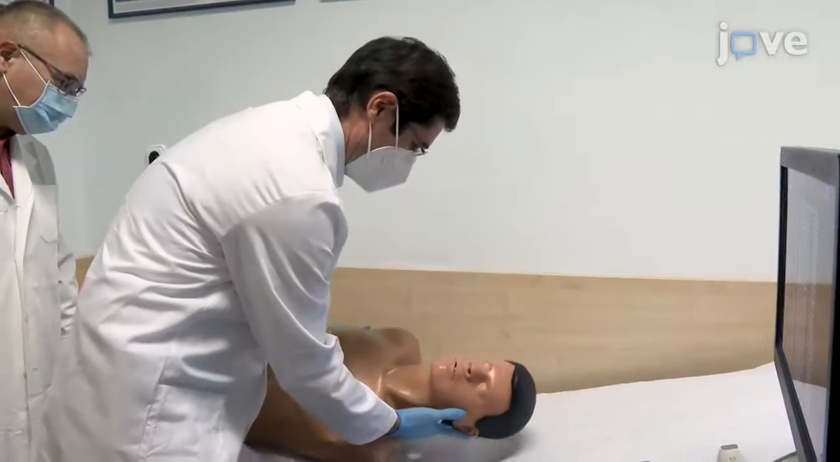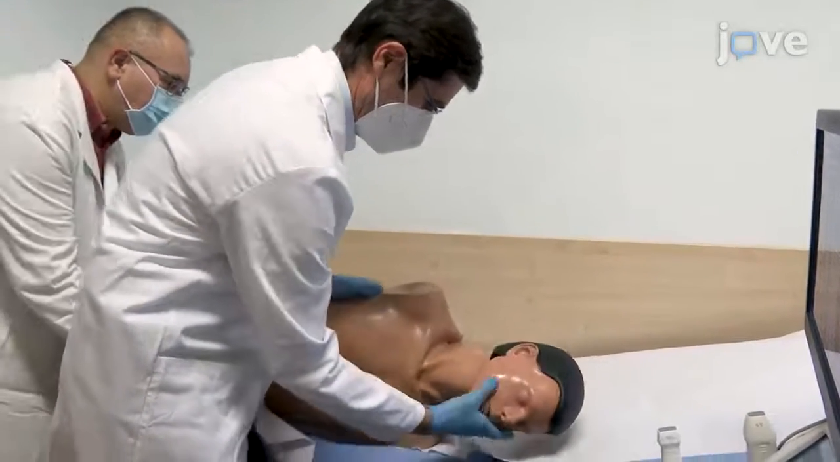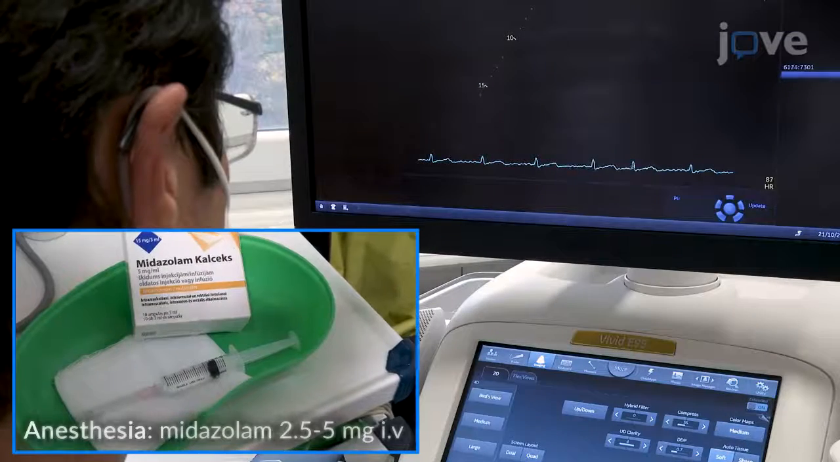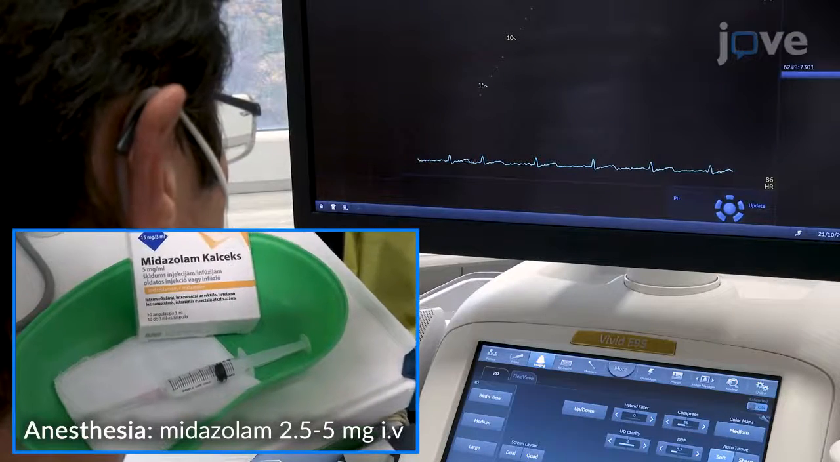Before beginning the image acquisition, position the patient in a left lateral decubitus position. Set up echocardiographic and oxygen saturation monitoring.